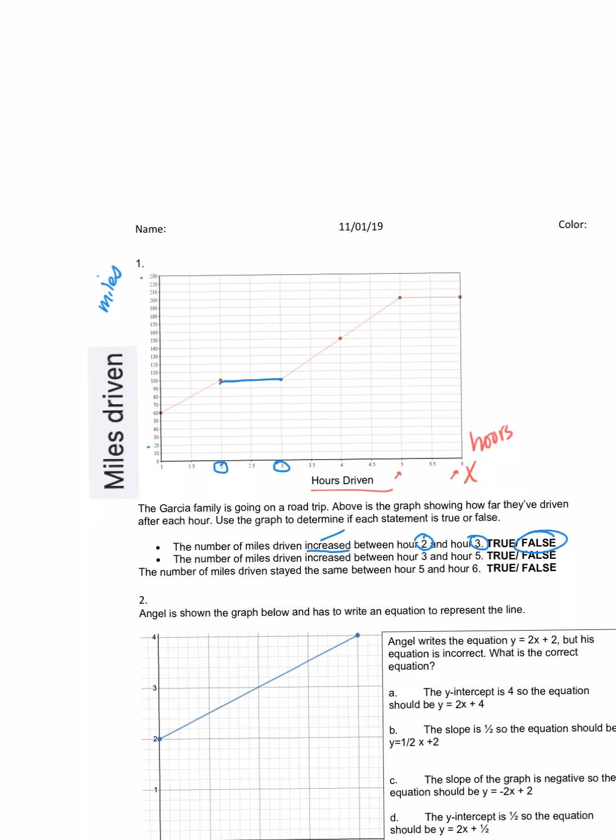Okay, next one. The miles driven increased between 3 and 5. So between 3 and 5, did they increase? That's true. The number of miles driven stayed the same between 5 and 6. So 5 and 6. Yep. Oh, wait. Did it? Oh, it stayed the same. See? Constant. So that's true.